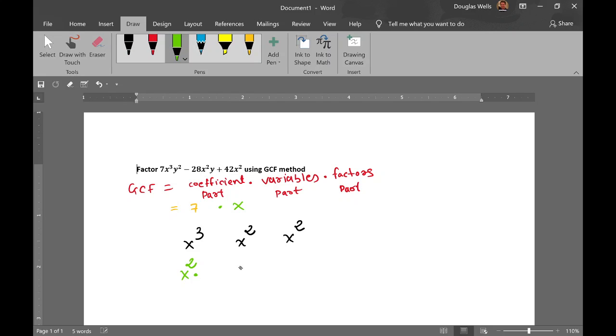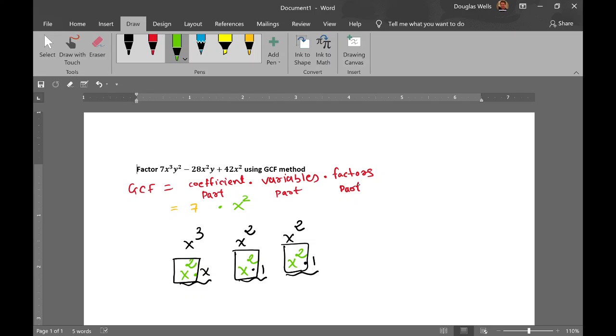Why? Because as you notice, x to the square is there in all three terms. When we multiply x to the square times x, that gives us x cubed. x squared times 1 gives us x squared, and x squared times 1 gives us x squared again. So my GCF for the variable part is x squared. So we're going to write here x squared.